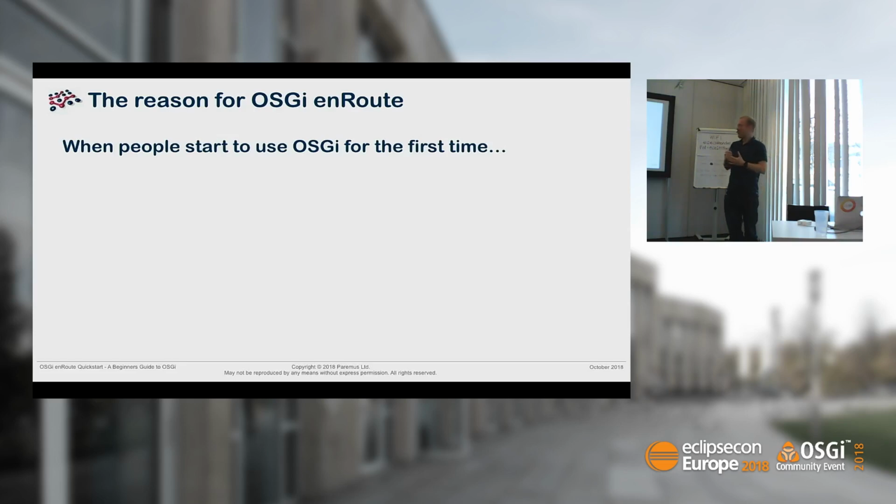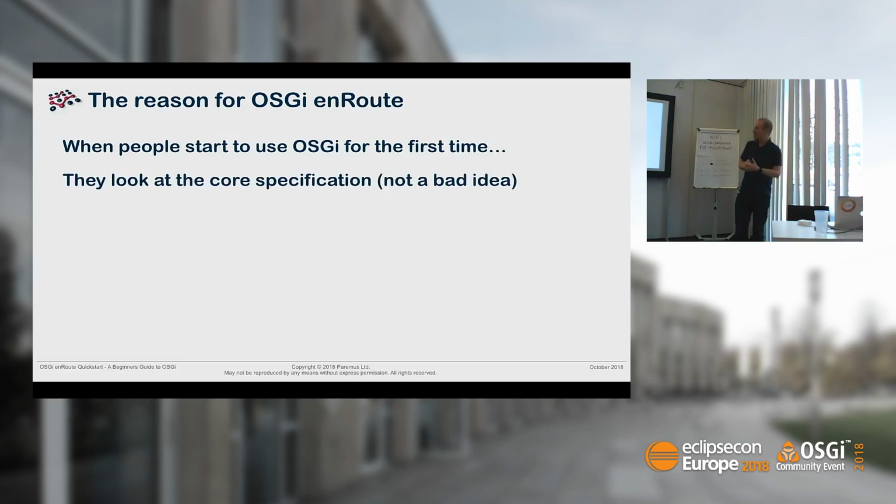So the reason that enRoute exists is because there genuinely are headaches out there. If you don't have things to help you, or you don't have decent tutorials to follow, life is not necessarily very good. So when people start for the first time, a lot of them do look at the spec, because we've actually made a lot of effort to make the specs public and easy to read. They are probably the most human readable specifications out there.